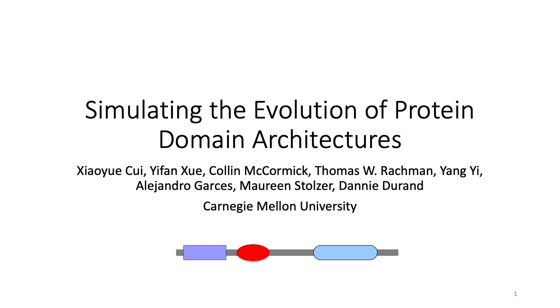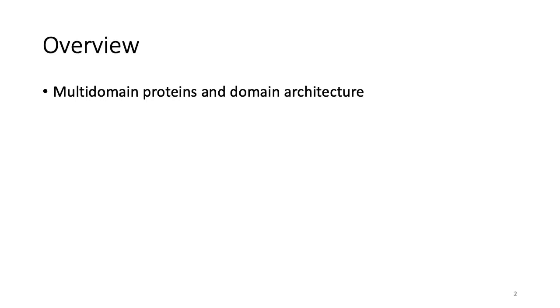Today, I'm going to tell you about our model of domain architecture evolution and how we use it to simulate evolutionary trajectories that reflect the constraints on domain order and co-occurrence observed in nature. The overarching goal of this work is to simulate protein domain architecture evolution in a way that recapitulates the properties of genuine domain architectures. I'm going to start by introducing multi-domain proteins and their properties.